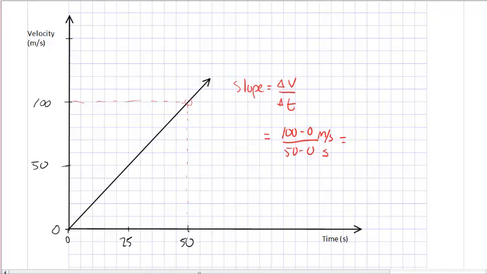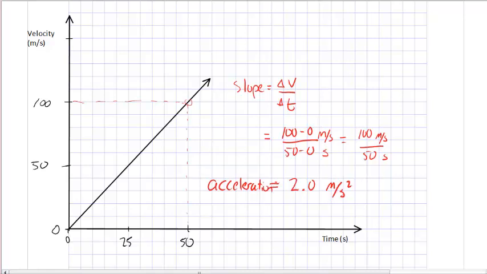So if I look at this change then, 100 meters per second over 50 seconds, what that gives us is 20 meters per second squared. And that is the acceleration, or change in velocity.